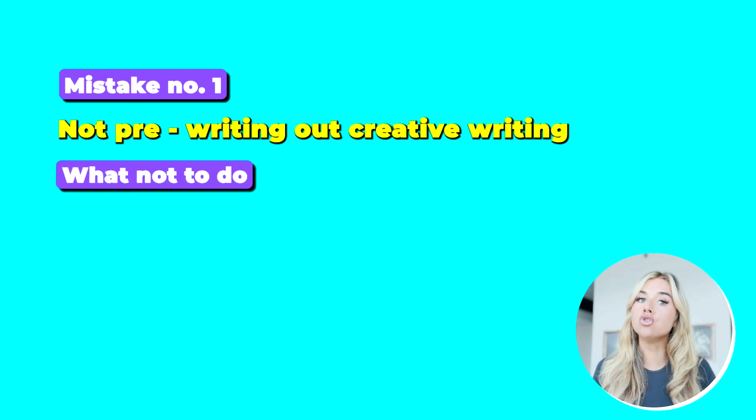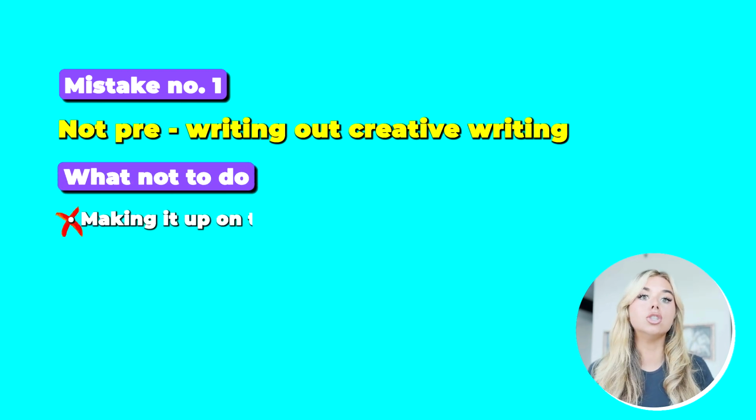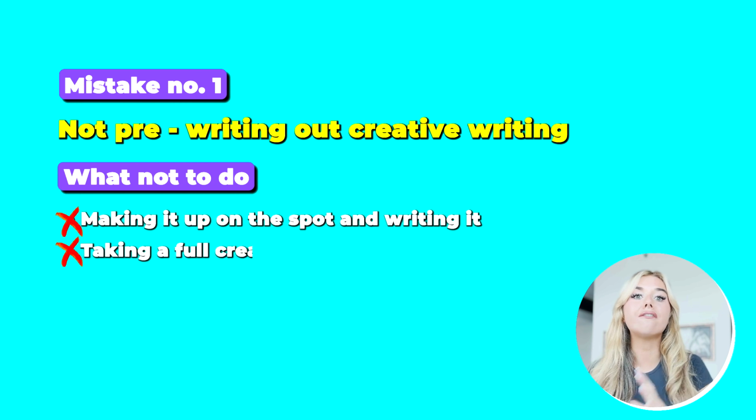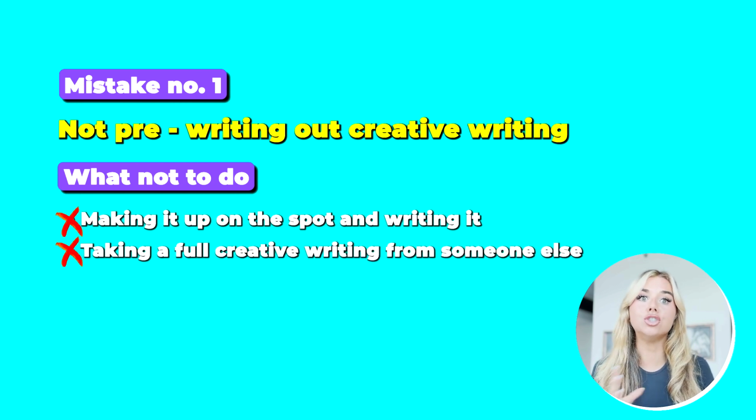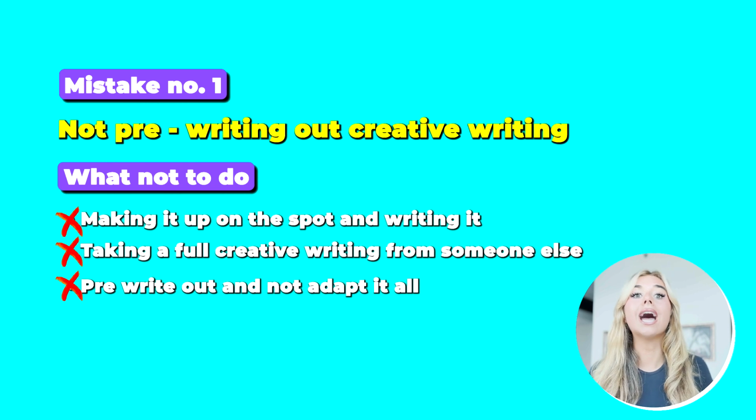So this is what you should not be doing. Making it up on the spot and just writing it based on the photo. That is you depending on a lot of luck, and we don't like to leave anything down to luck and chance in the exam. But you also don't want to be taking a full creative writing story from someone else and just using it. And then you also don't want to pre-write out a piece of creative writing and not adapt it at all. So what lots of students end up doing is they see the photo, they write up a piece of creative writing, and they just do it based on luck and based on maybe what they've learned in class, or kind of just hoping for the best.